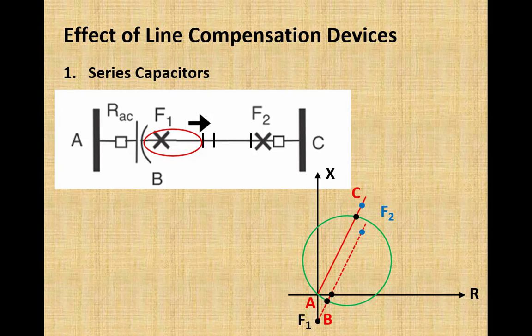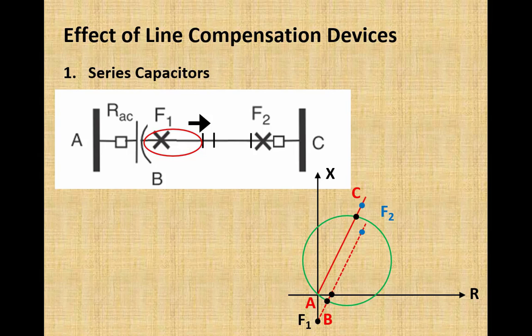I'm repeating it again. In case of a series capacitor, zone 1 setting will be done by assuming the capacitor in service. Zone 2 and 3, their setting is done by assuming the capacitor is out of service. So we are doing setting in this way to make sure that zone 1 is always underreaching and zone 2 and zone 3 are always overreaching. Now we have addressed this problem.